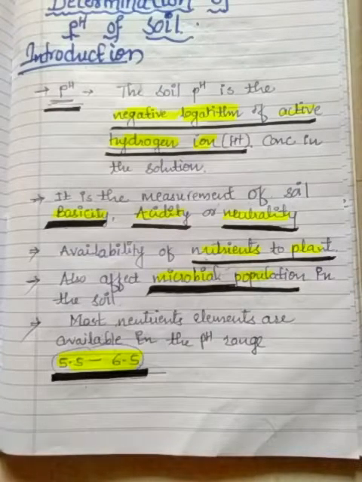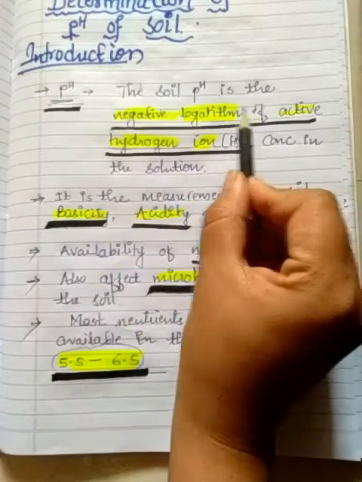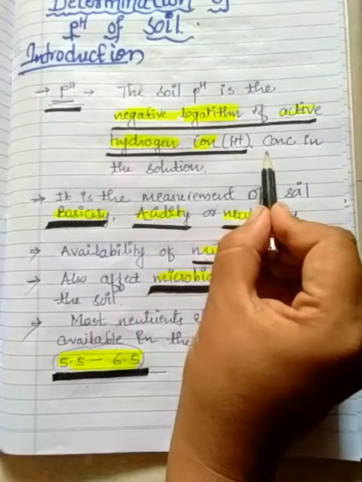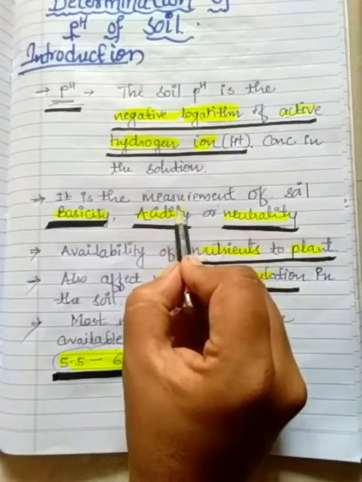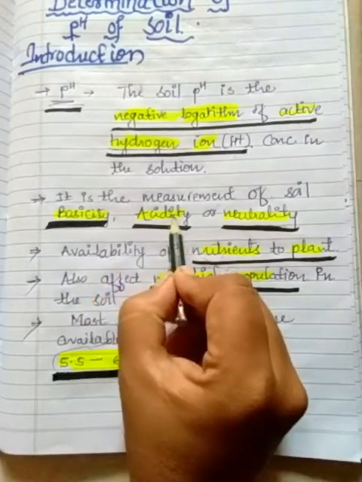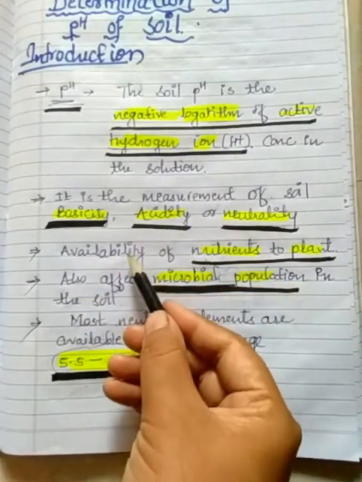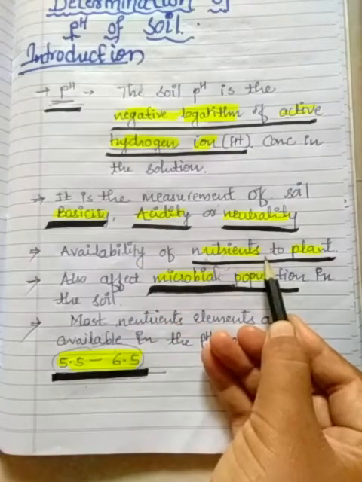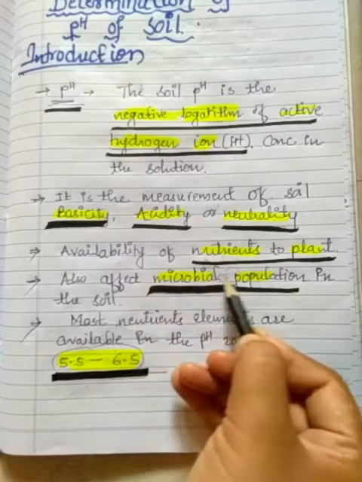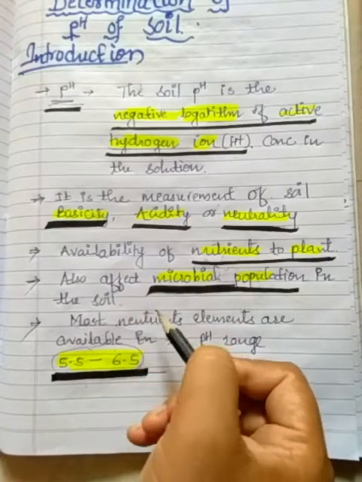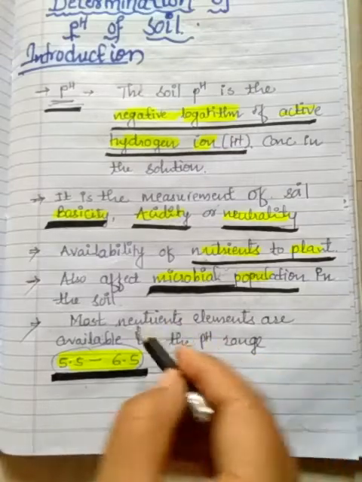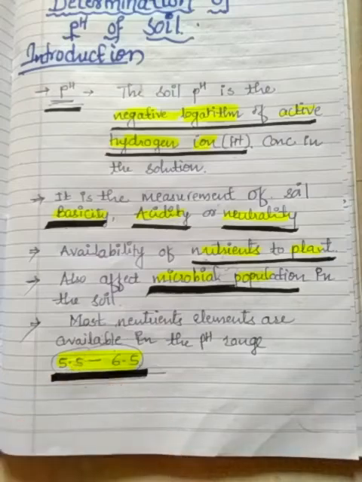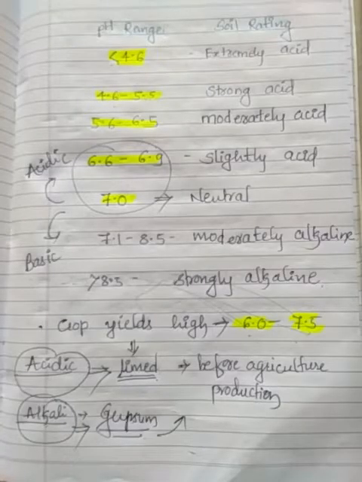Okay, so what is the introduction part over here? Here the soil pH is the negative logarithm of active hydrogen ion, that is H plus ion, concentration in the solution. What can it measure? It can measure acidity, neutrality and basicity. Again, it can also measure the availability of nutrient materials which are present for the plant, and it can also affect the microbial population in the soil. And most of the nutrient elements are available in the pH range of how much? 5.5 to 6.5. Now let's see the pH range.